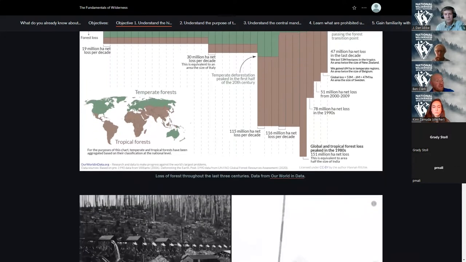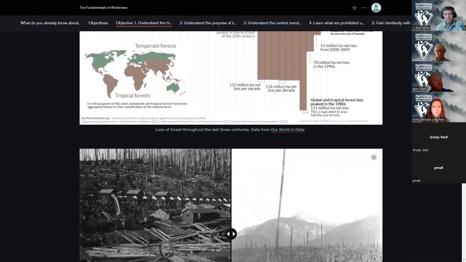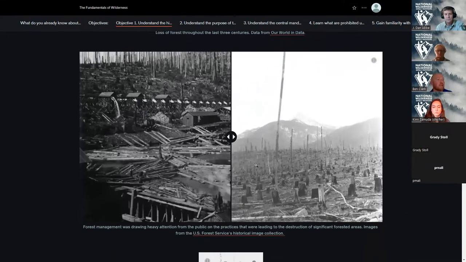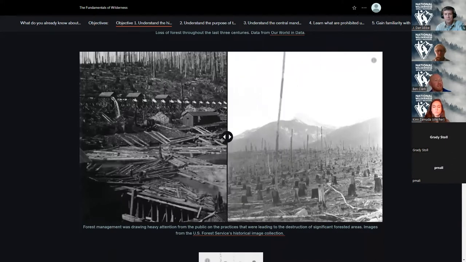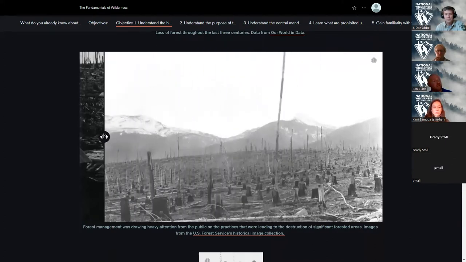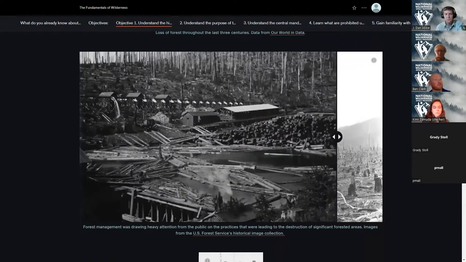So what does that look like? I mean, that looks like data right there, but what does that look like in practice? These images come from the U.S. Forest Service's historical image collection, and you can see some of the swipe image here, some of the results of this forest loss.